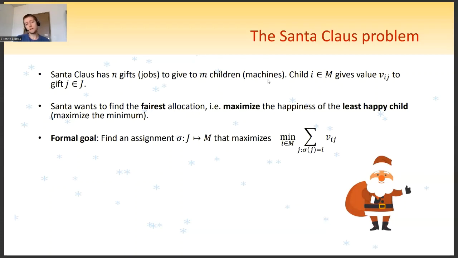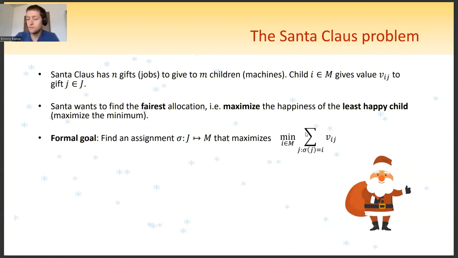The goal of Santa Claus is basically to find the fairest allocation, in the sense that we want to maximize the happiness of the least happy child. We want to maximize the minimum. So the formal goal: we want to find an integral assignment of the jobs to the machines so that each job is given to at most one machine, and we want to maximize this minimum value among all the machines. The happiness of each child is just a linear function, the sum of the gifts that you give to him. That's the Santa Claus problem.